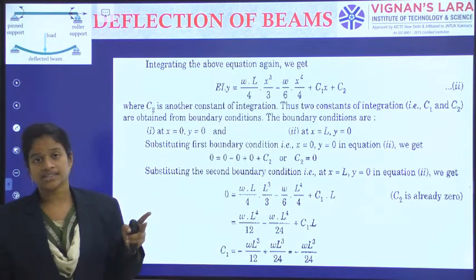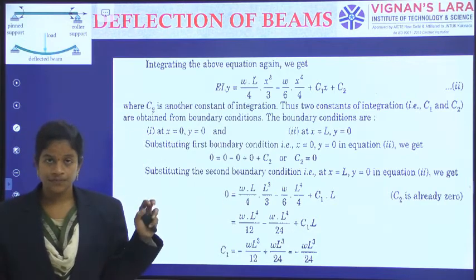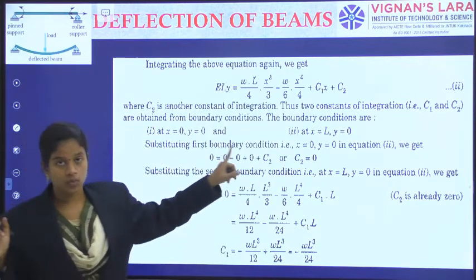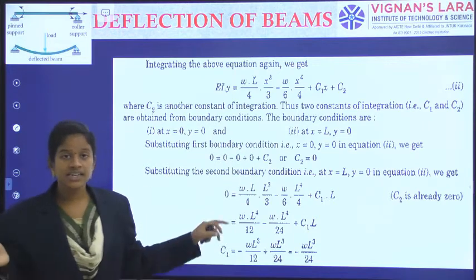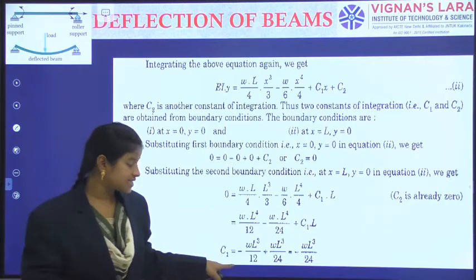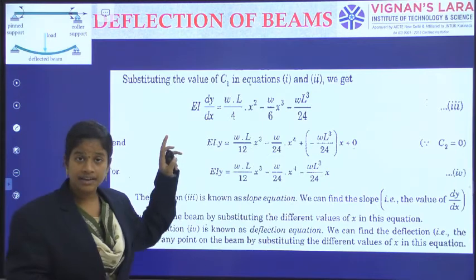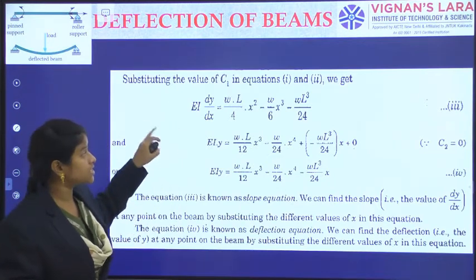I am using two boundary conditions. First one is x is equal to 0, y is equal to 0. Next one is x is equal to L, y is equal to 0. So from the first boundary condition I have got one answer, and the next boundary condition is helping me to evaluate the next integration constant, that is c1, and we have got the c1 answer like this, and substituting in the slope equation and deflection equation as it is.